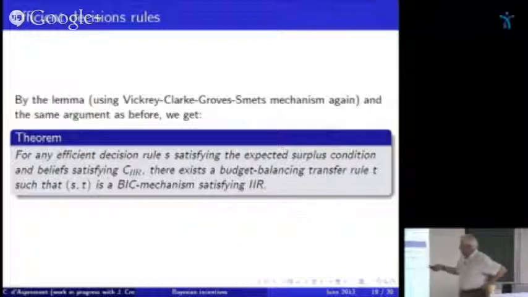Now, all this is in some sense a repetition of the previous result, but now with individual rationality and the modified condition C, so the arguments are very similar. If you have efficiency, you can also get a budget balancing transfer rule which is Bayesian incentive compatible and satisfies individual rationality. The proof is the same. You start with a Vickrey-Clarke-Groves mechanism, you increase the transfer by any constant so that you get individual rationality, and then you apply the condition and the lemma. Then you balance the budget because of condition C.